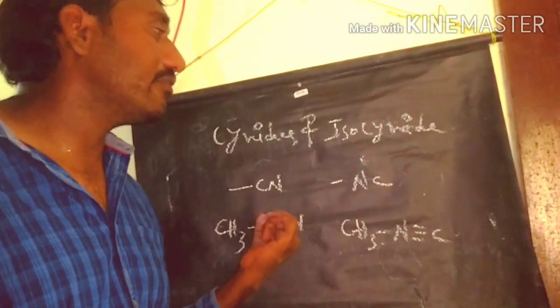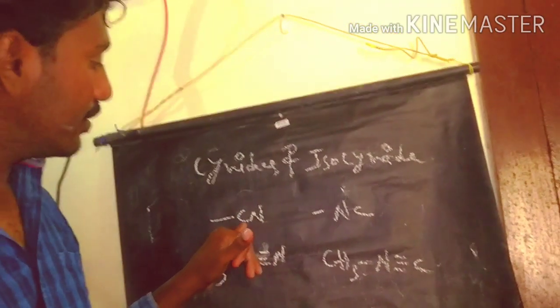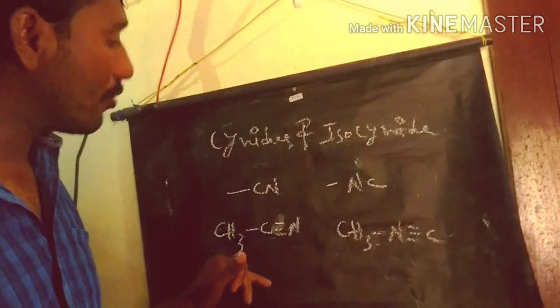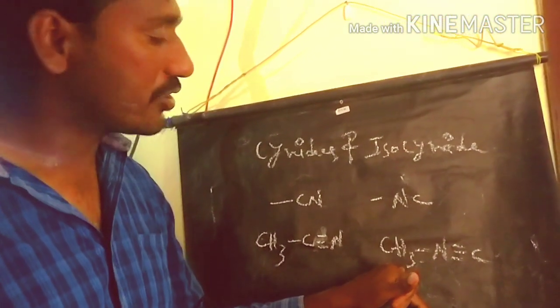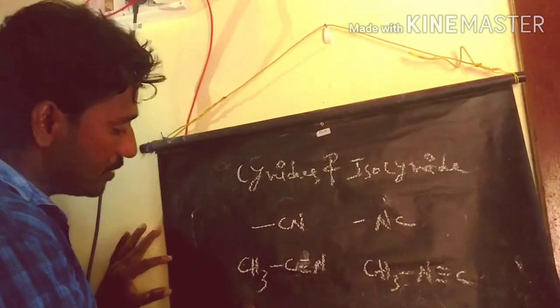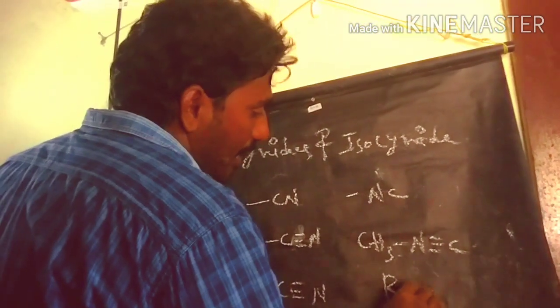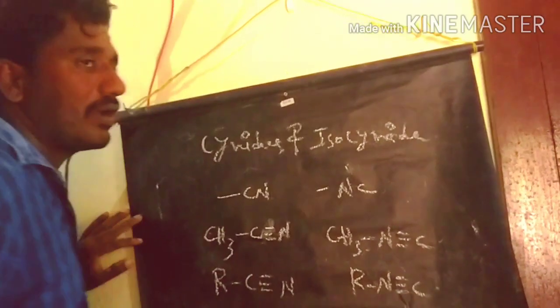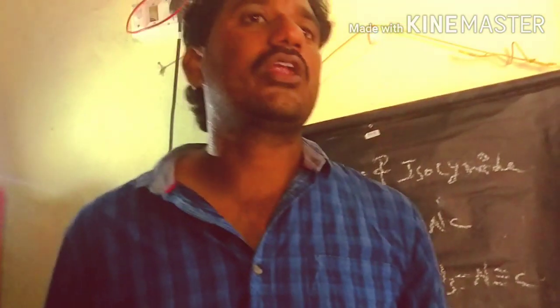What is the difference between cyanides and isocyanates? In the cyanide, the carbon is directly attached to the hydrocarbon chain. In the isocyanate, the nitrogen is directly attached to the hydrocarbon chain. That is the major difference. Their reactivity, their physical and chemical properties are different, but both have the same molecular formula and molecular weight. Let's see what is happening.